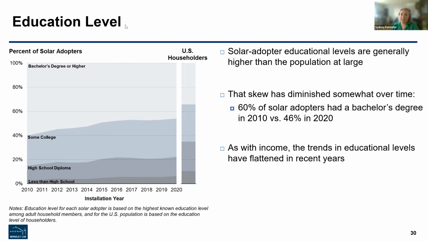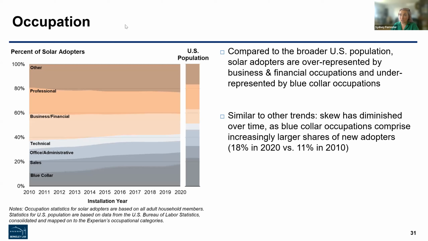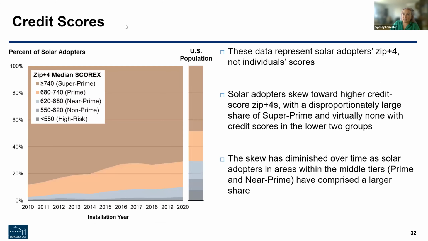And so for the next slide, this is similar to occupation. If you split all these up into business and financial occupations versus blue collar occupations, you see that the former is overrepresented, the latter is underrepresented. But again, that skew is diminishing over time with relative flattening in recent years. And finally, again, we talk about age and home value in the report itself.